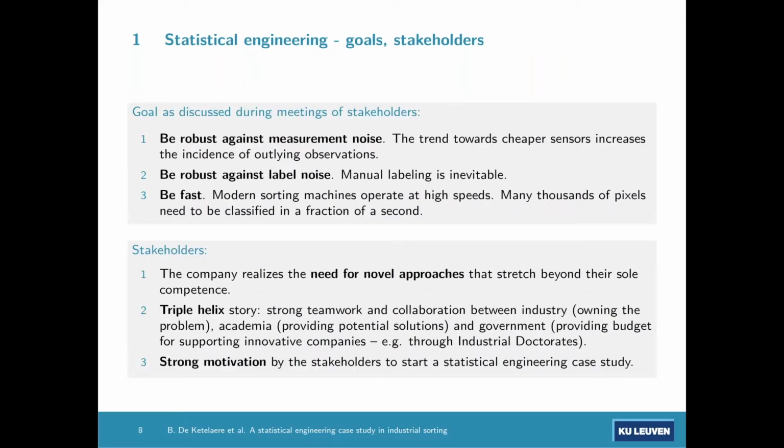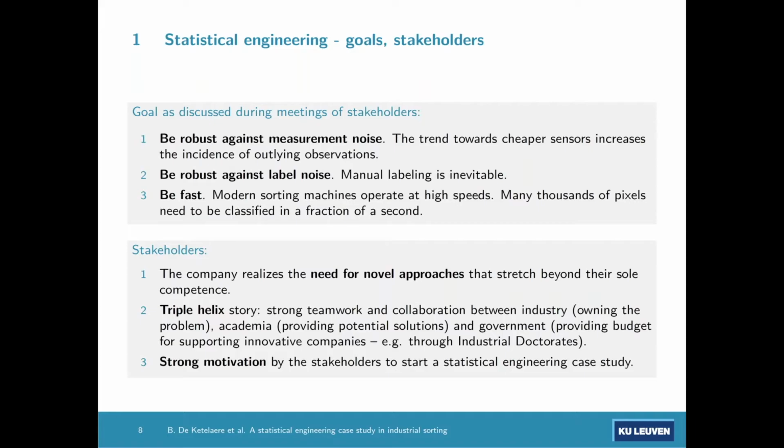So, okay, if we look at those challenges, let's now look at the goals and the stakeholders that are connected to the project. When we had the meetings with the different stakeholders, I will say something about it later on, we identified three main goals. And the first goal was that we should be robust against the measurement noise. There is a trend towards measuring faster and faster. Sensors become cheaper and cheaper, and all those trends, in fact, increase the probability of having measurement noise present in the data.